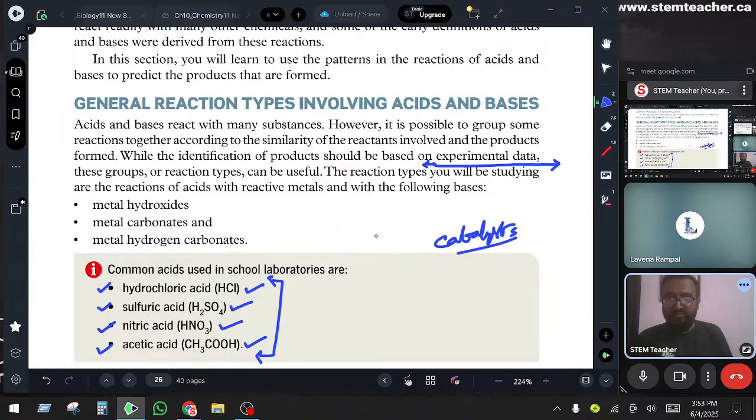So reactive metals, we will do the reactions of acids and bases with metals and with the following bases: metal hydroxides, metal carbonates, metal hydrogen carbonates. We will see. Acids react with metals. Here bases react with metals, and the acids react with reactive metals.